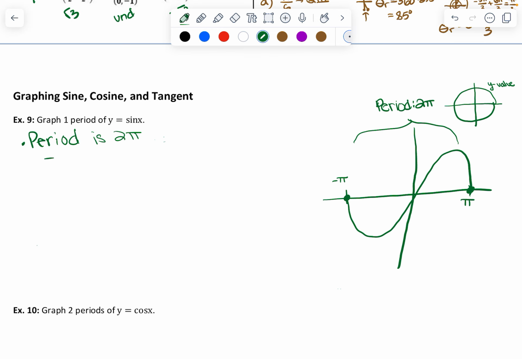So again, in the description, a period is the length the function travels before repeating.